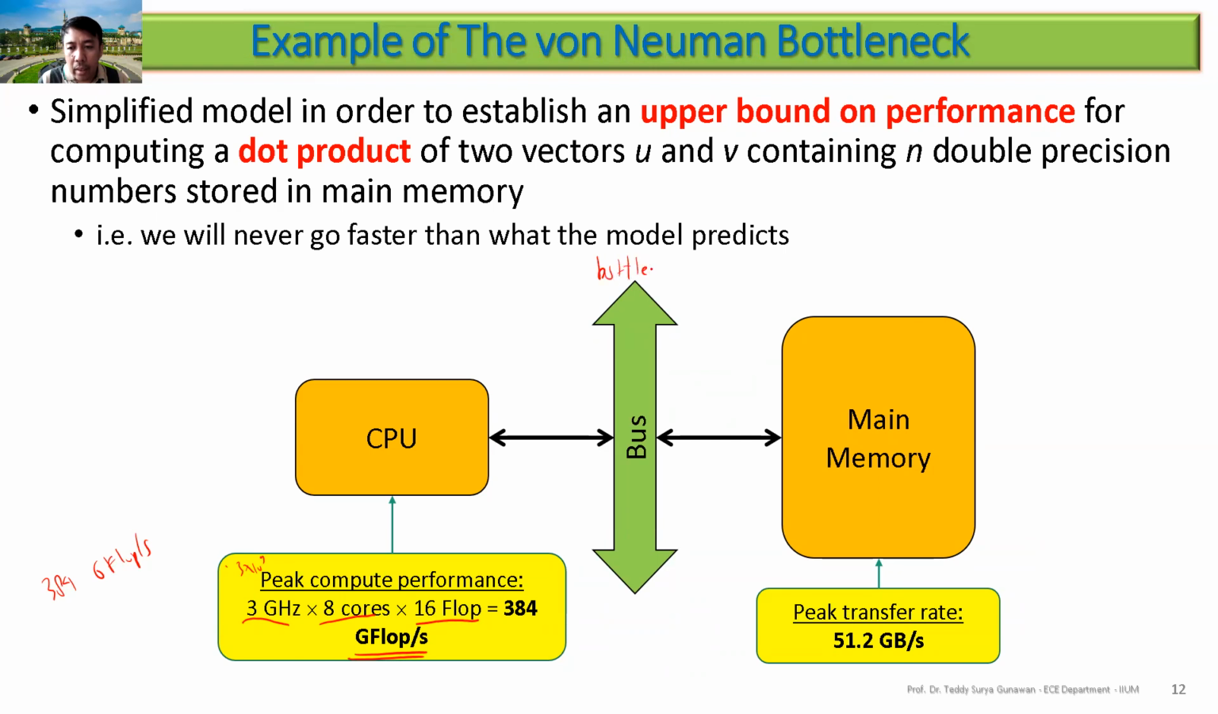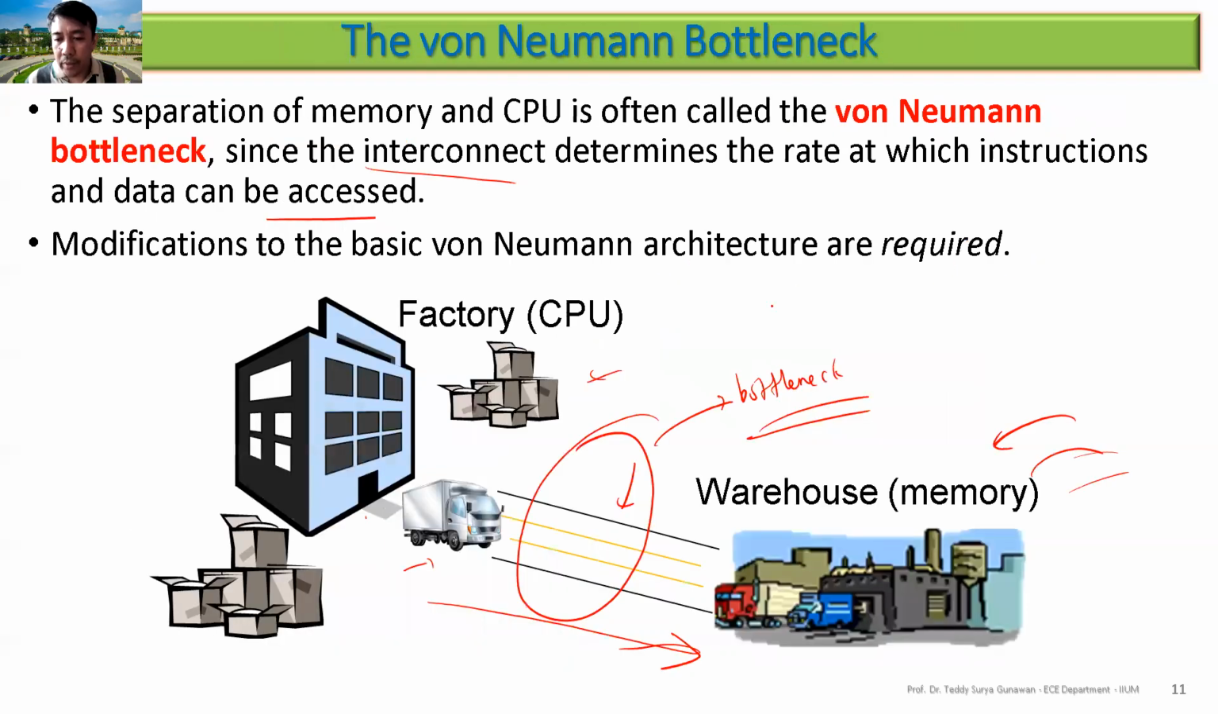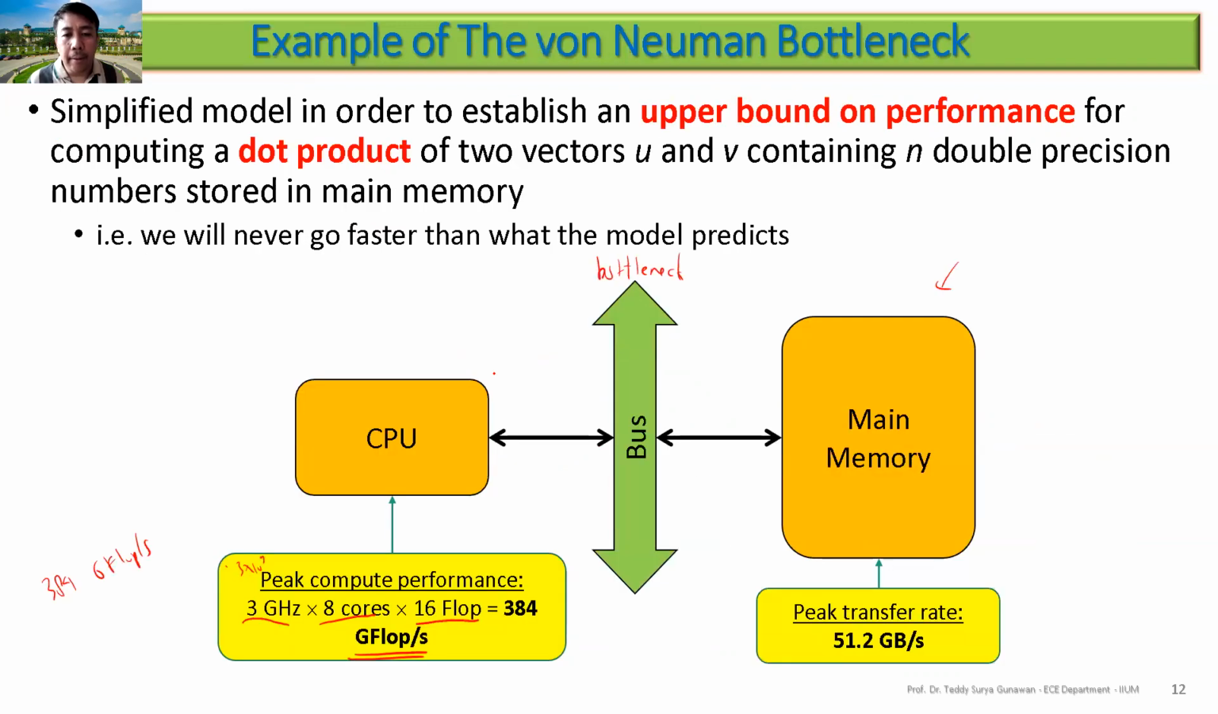Why is it the bottleneck? Because of the data rate limitation as well as the memory limitation. If you see here, the warehouse is limited. Maybe you cannot have all the results from the CPU at once, so you need to wait first. The CPU needs to wait until the warehouse is free.